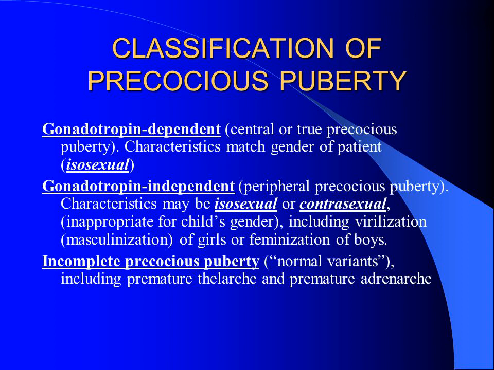Classification of precocious puberty. Gonadotropin-dependent, central or true precocious puberty: characteristics match the gender of the patient, isosexual. Gonadotropin-independent, peripheral precocious puberty: characteristics may be isosexual or contrasexual, inappropriate for the child's gender, including virilization, masculinization of girls or feminization of boys. Incomplete precocious puberty, normal variants, including premature thelarche and premature adrenarche.